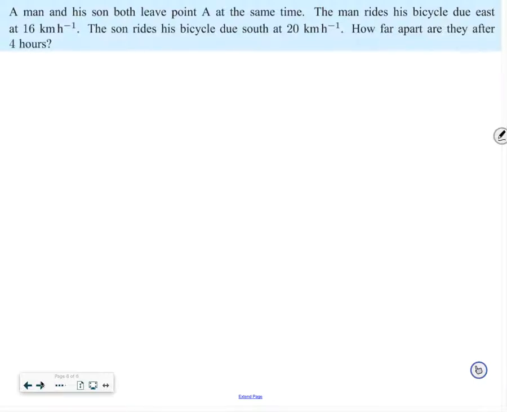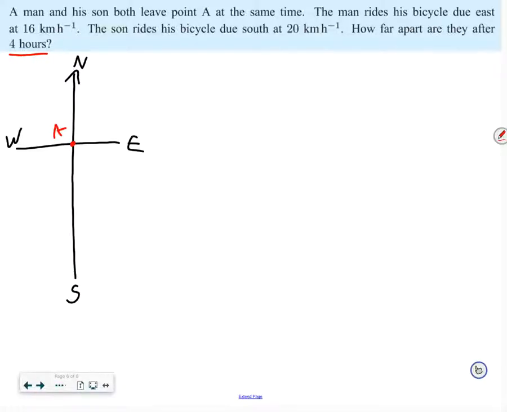A man and his son both leave point A at the same time. The man rides his bicycle due east at 16 kilometers an hour. The son rides his bicycle due south at 20 kilometers per hour. How far apart are they after 4 hours? Again, I'm dealing with a navigation problem, so I'm going to draw north, south, east, west. A man and his son both leave from point A. So let's put point A right here. They're traveling at a given speed for a given time, so I want to calculate the total distance they go.